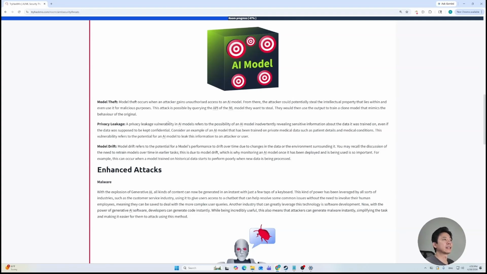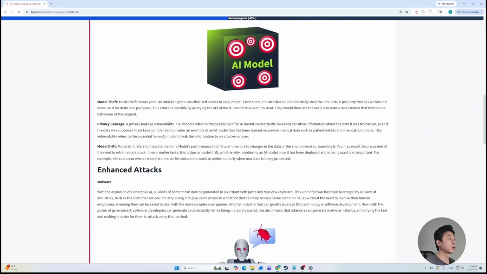Model theft. Model theft occurs when an attacker gains unauthorized access to an AI model. From here, the attacker could potentially steal the intellectual property that lies within and even use it for malicious purposes. This attack is possible by querying the API of the ML model they want to steal. They would then use the output to train a clone model that mimics the behavior of the original.